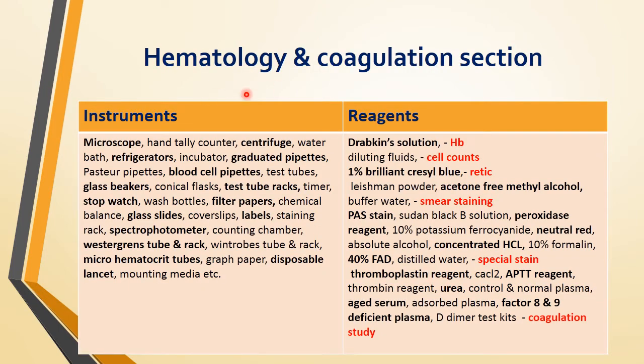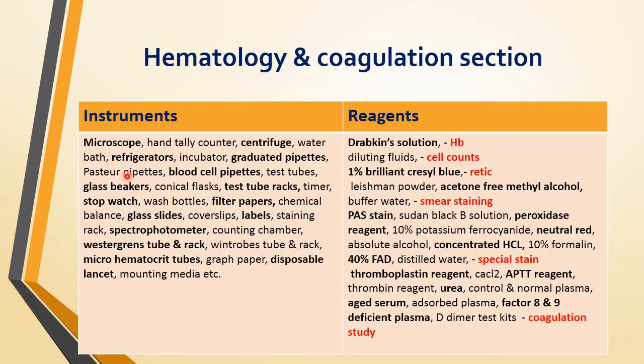Next, moving on to the other sections, that is hematology and coagulation section. So here are some list of instruments as well as reagents which will be used in both the sections. Quickly we'll move on. Instruments like microscope, hand tally counter. So what is this hand tally counter? It is a counter where it manually counts the differential leukocyte count. That different types of WBCs can be counted by using this hand tally counter. So in practicals we make use of the 100 squares. Instead of those 100 squares, we can make use of this counter to perform a differential leukocyte count.